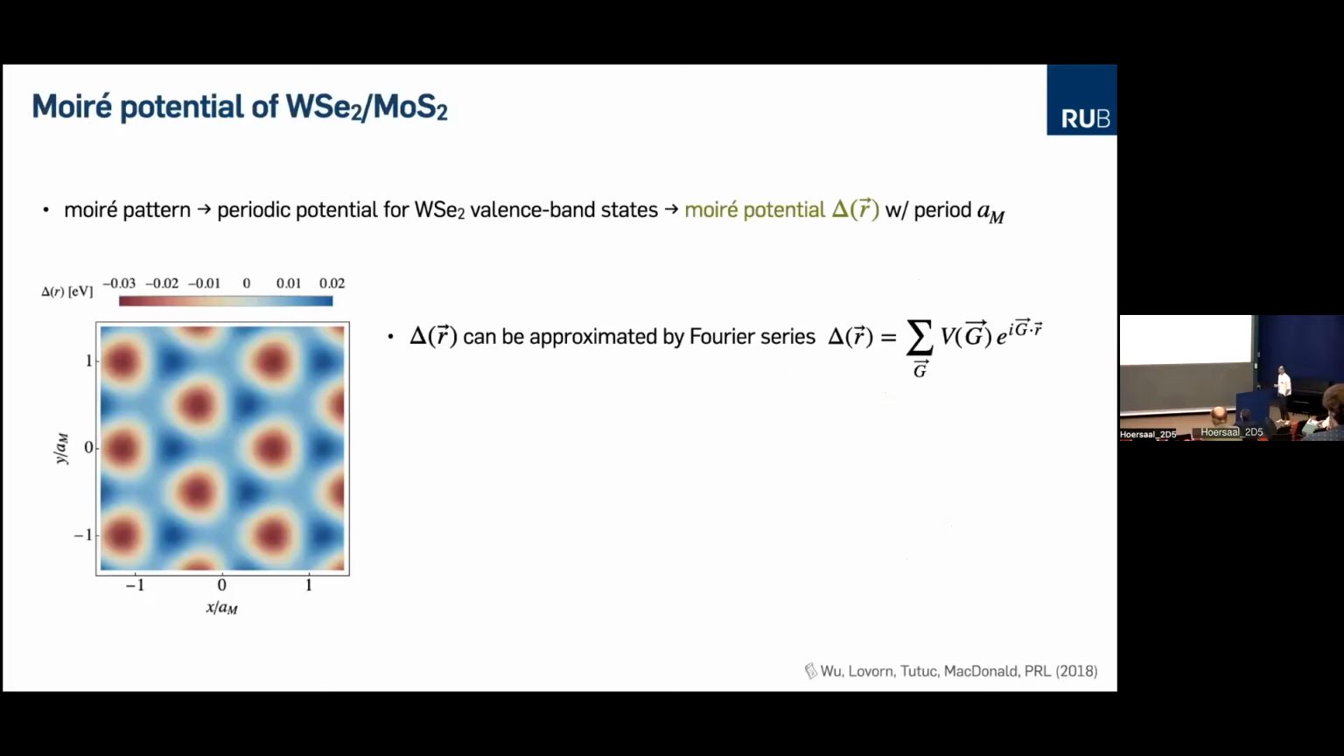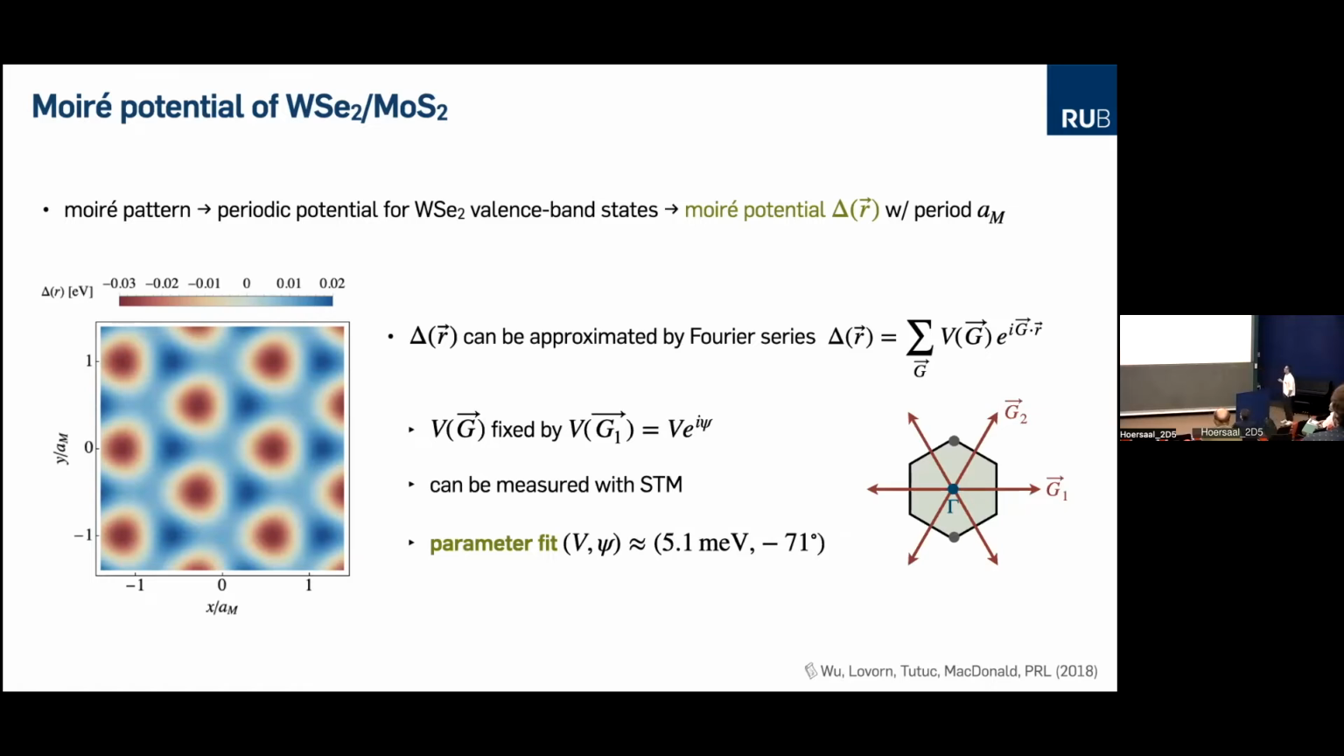And now, in order to get on with the modeling for the Moiré system, we'll have to consider the additional periodic modulation due to the Moiré interference pattern, which is expressed in terms of this Moiré potential. And I've plotted this here, as a function of the x and y coordinates measured in units of the Moiré lattice constant. And this can obviously, due to its periodicity, be approximated by a Fourier series, which I can cut once I have included all nearest neighbors. And due to symmetry reasons, the whole Moiré potential is basically fixed by two parameters, which are this prefactor here and the phase factor. And this can be measured with a scanning tunneling microscope. And there's a parameter fit from previous measurements, which just determines these two parameters.